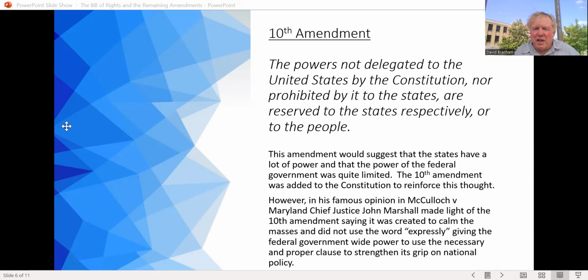Now, it doesn't mean that states don't have anything to do. They have clear things that they do that are outside the purview of the federal government. They run elections. States do schools. They're the ones that do public education, and so forth. But the power of the federal government was very extensive after McCulloch versus Maryland.